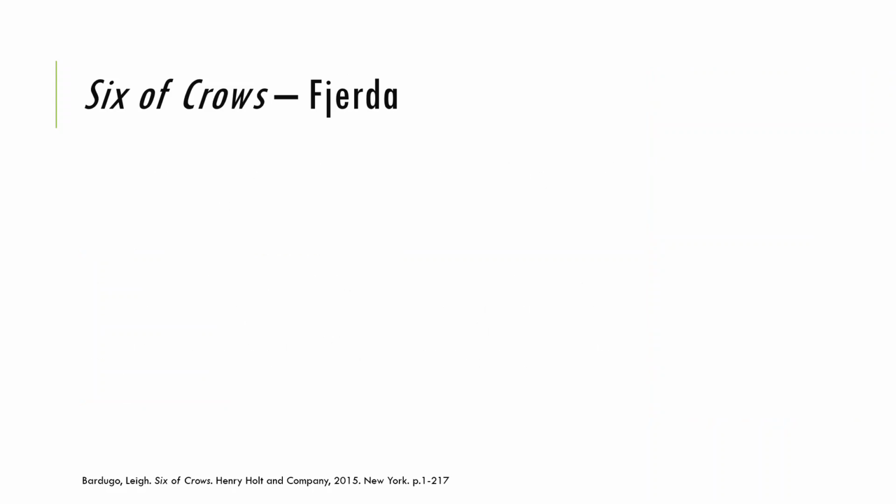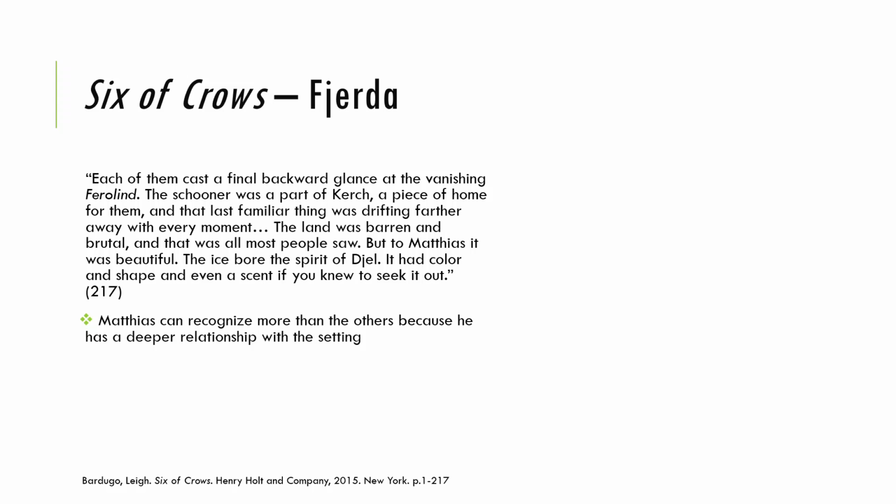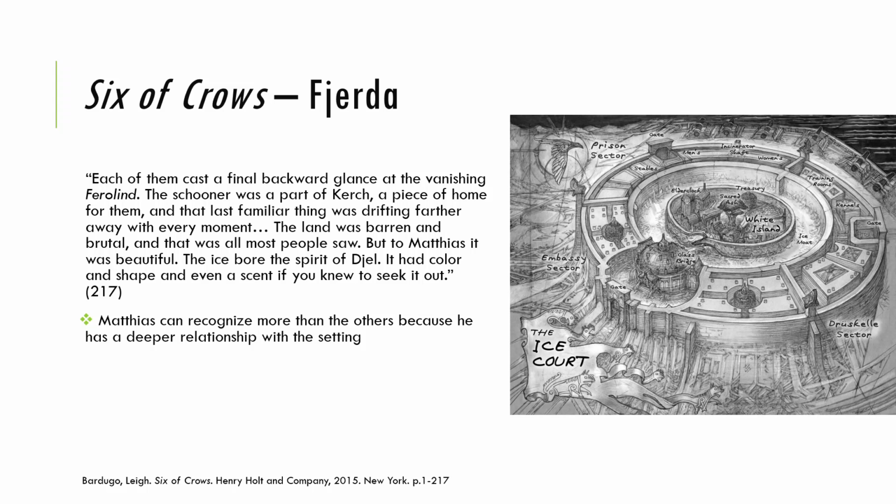The next setting here is Fjerda. It's a frozen land. Fjerda is Matthias's homeland, so he has a very different relationship with it than the others do. The rest of the party is feeling a loss of their home as the ship sails away, and as visitors to such an icy cold place, they don't know it like Matthias does. He sees the land as beautiful and values it on a more spiritual level than the others can, able to pick out color, shape, and apparently even scent. This is what I mean about how your characters will have a relationship with the setting.